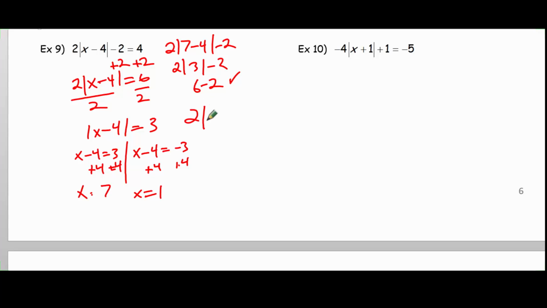2 times the absolute value of 1 minus 4, minus 2. So 2 times the absolute value of negative 3, minus 2. And again, the absolute value of a negative is a positive, so it's 2 times a positive 3, or 6, minus 2. 6 minus 2 is 4. It works. Alright, I want to do 10 as well, just because something kind of weird happens here.